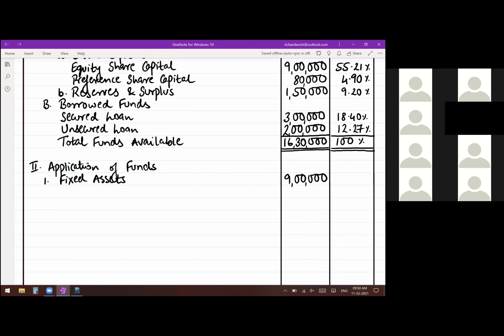Then below that you have investments. So point number 2, investments. 1,50,000 is the amount. And 2 items are remaining. On the asset side, you have current assets, liability side, current liabilities. Point number 3, both of them put together known as working capital.